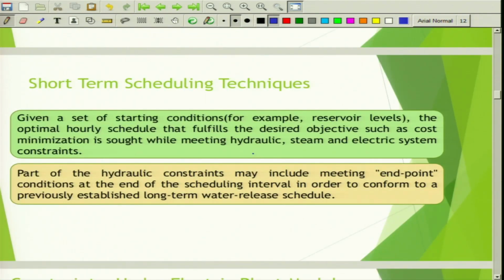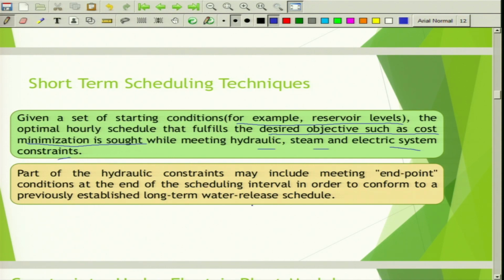Now, what are the short term scheduling techniques? Given a set of starting conditions, for example, I will give you the reservoir level in a particular dam. The optimal hourly schedule that fulfills the desired objectives such as cost minimization is sought while meeting hydraulic, steam and electric system constraints.